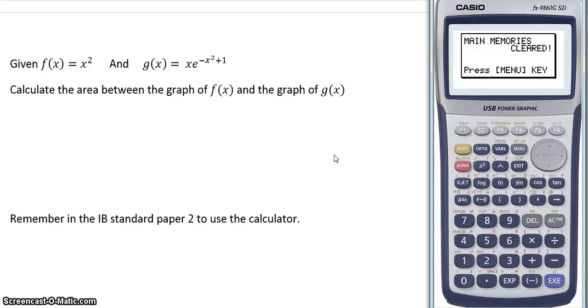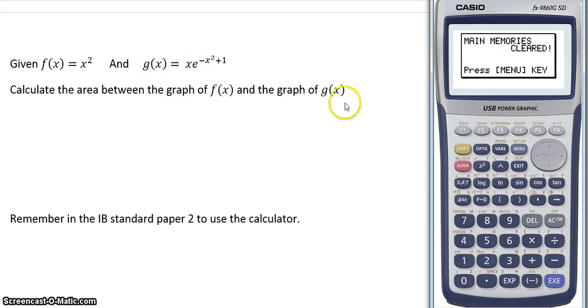Hello and welcome to this tutorial in which we're going to use a calculator to calculate the area between functions. Now remember that in a paper 2 for math standard you always must use the calculator, so be clever on the use of that. In this case the integrals may not seem so weird, but it's easy to make silly mistakes, so let's do it with the calculator.